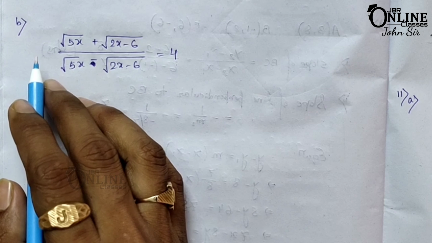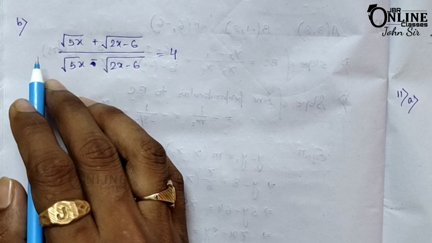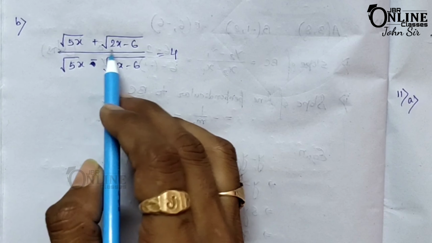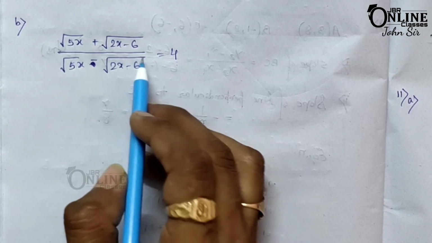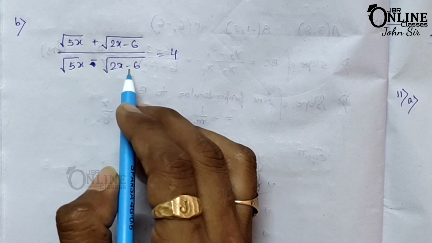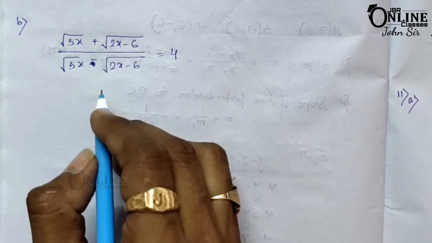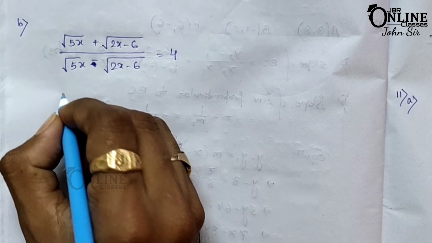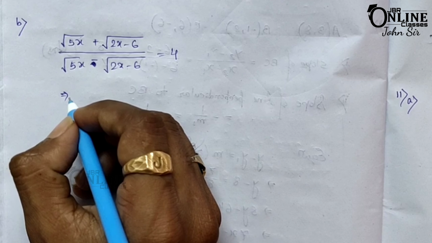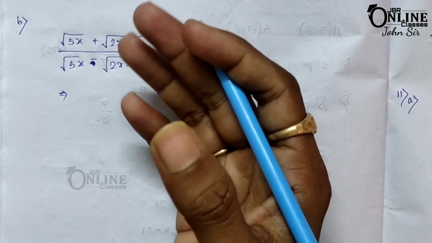9b. Using properties of proportion, solve for x given (root 5x plus root 2x minus 6) whole divided by (root 5x minus root 2x plus 6) equals 4. Okay, to solve this equation, first we have to apply the componendo and dividendo method. What is componendo and dividendo?